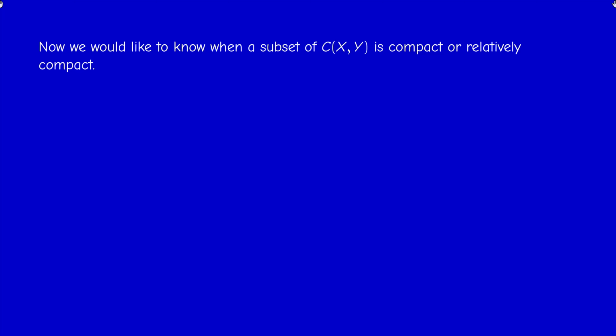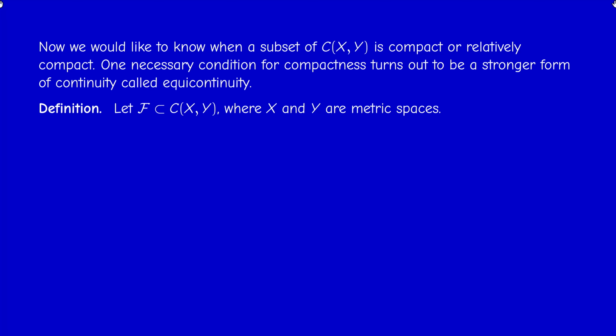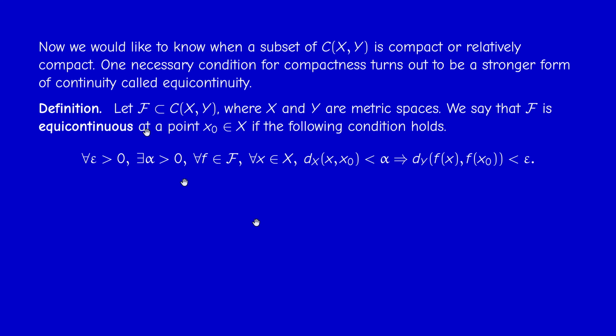One necessary condition for relative compactness turns out to be a condition of continuity, but one which is stronger than usual continuity. It's called equicontinuity. Equicontinuity is a kind of collective continuity, if you like. So if you have a set of functions, a subset of Cxy, we denote this collection by calligraphic F. We say that this collection is equicontinuous at the point x0 if this condition holds.